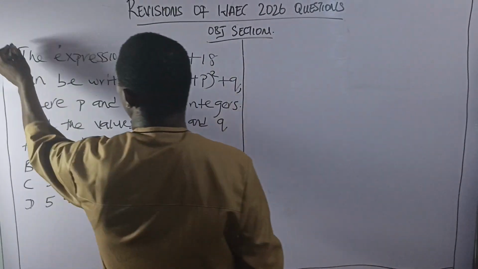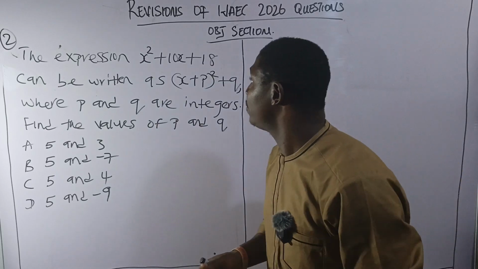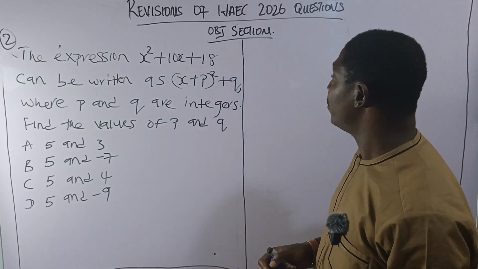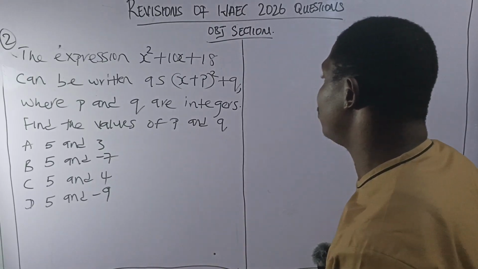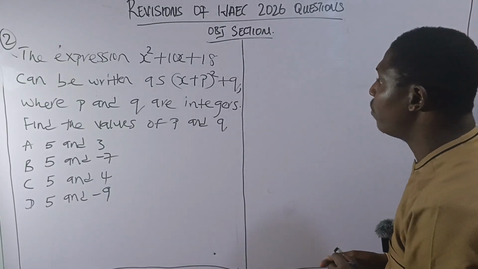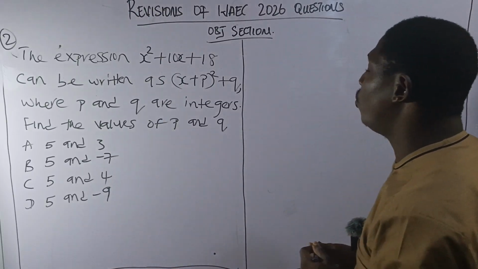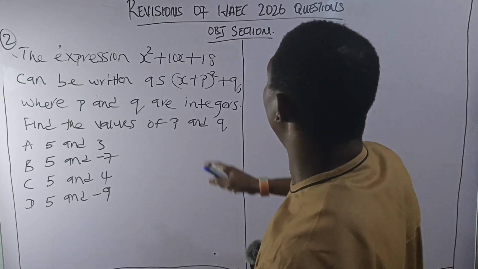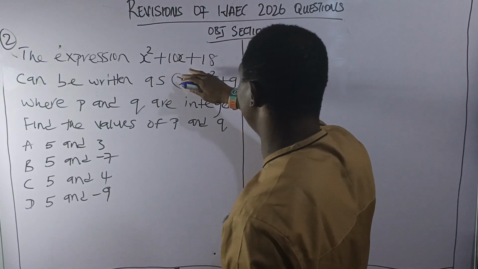So this is our question 2. It says the expression x squared plus 10x plus 18 can be written as (x plus p) all raised to power 2 plus q, where p and q are integers. Find the values of p and q. Now, the word integer simply means p and q must be whole numbers, and they can't be fractions. So what we have to do, we just need to expand this and equate it to this.